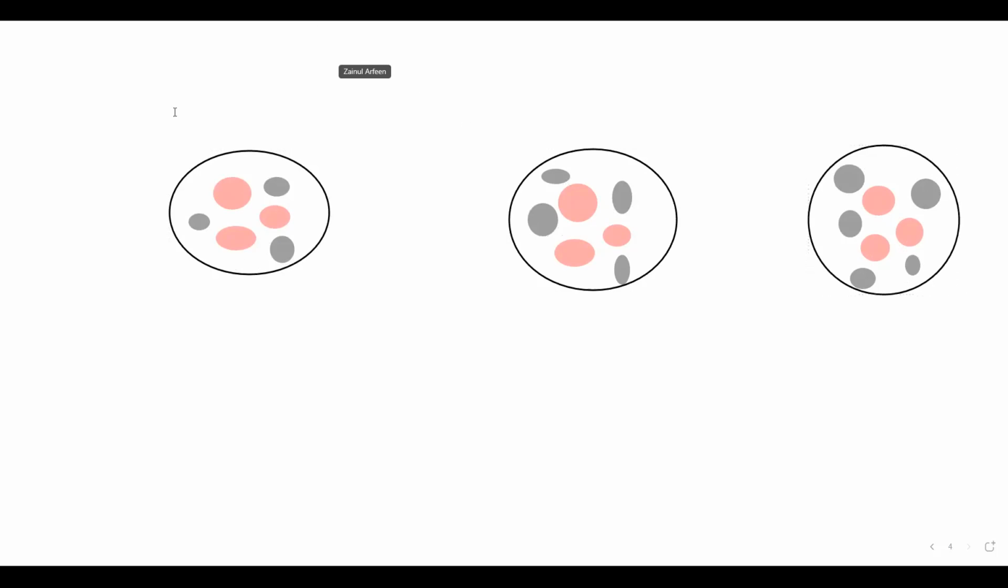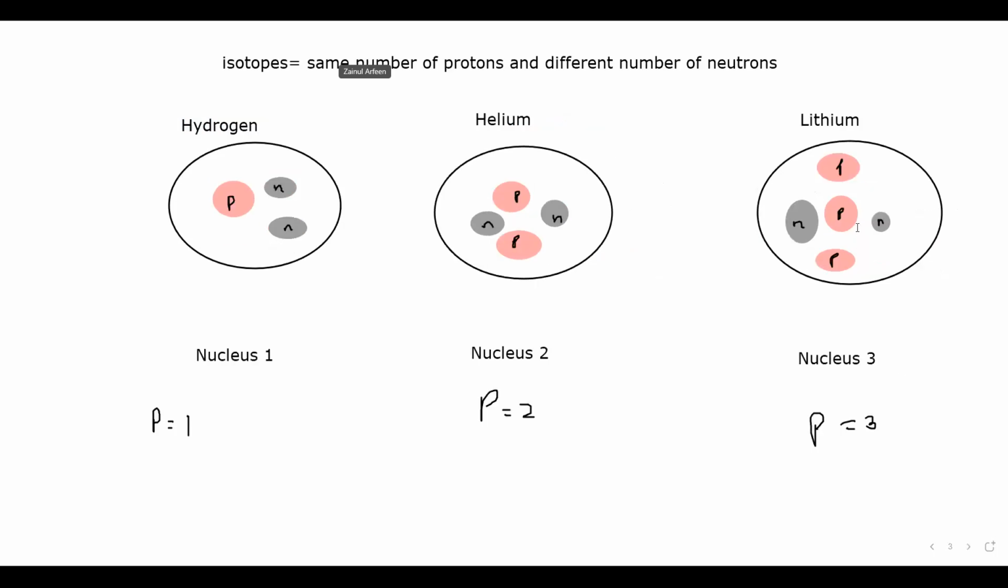This is nucleus A. Yes, Abdullah Sarfraz. Sir, but lithium has 4 neutrons, and in the last slide, I think you drew 3 of them. The lithium one? So it can be an isotope.